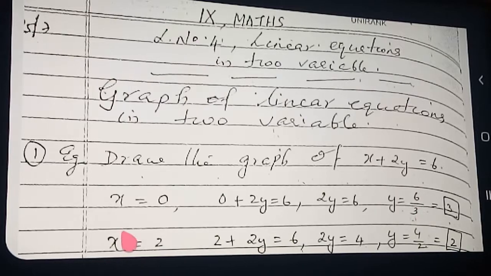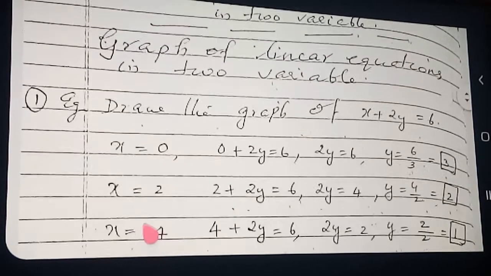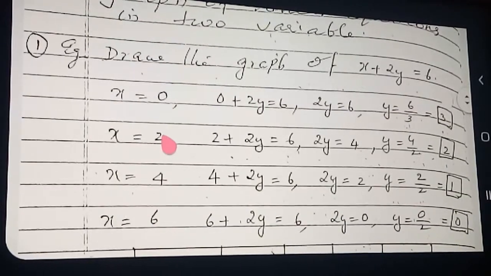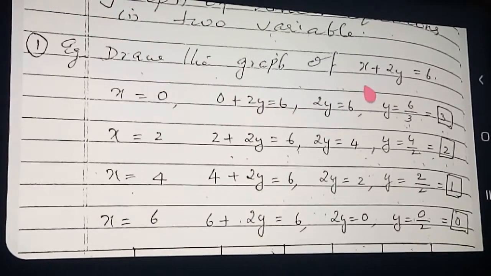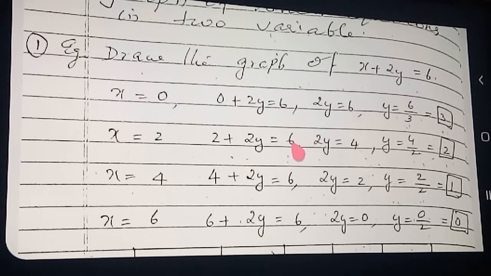Okay. And now next solution, see, x is equal to 2 given. So in the place of x you put 2 here. 2 plus 2y is equal to 6. And this 2 bringing this side, what will come? 6 minus 2, 4. Is it clear? Therefore y is equal to 4 by 2 is equal to 2. So what is the second solution? x is 2, y is 2.